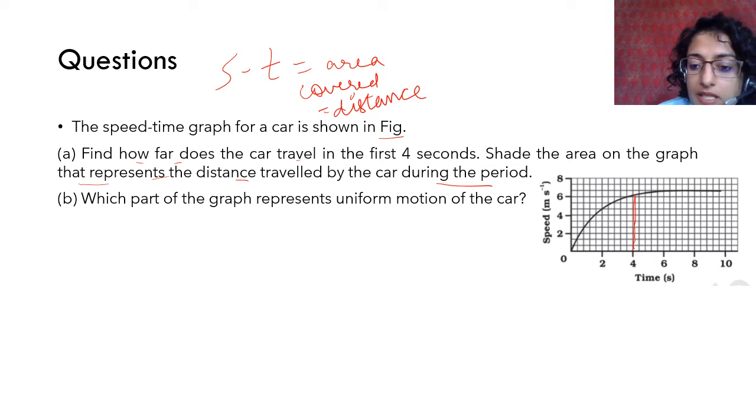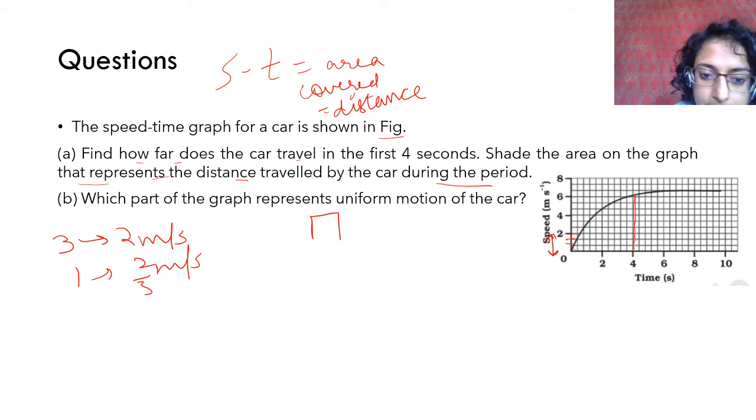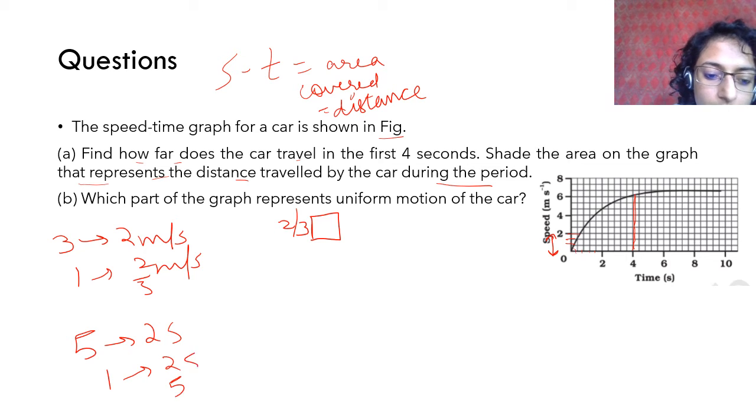Okay? Now, as this is one unit, you have to see that up to 2 here, there are 1 2 3 divisions, right? So there are 3 squares that represent 2 meter per second. So 1 square represents 2 by 3 meter per second. This is 2 by 3. There are 1 2 3 4 5 divisions which represent 2 seconds. So one division represents 2 by 5 seconds.